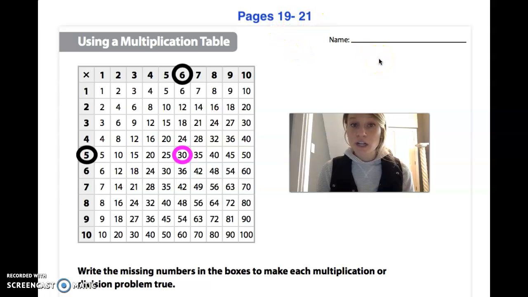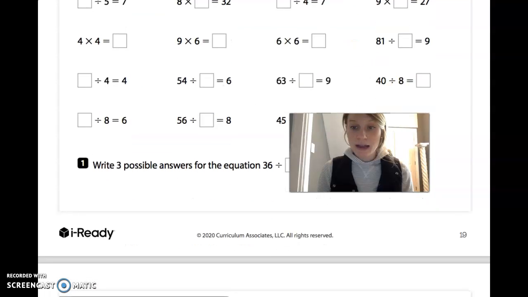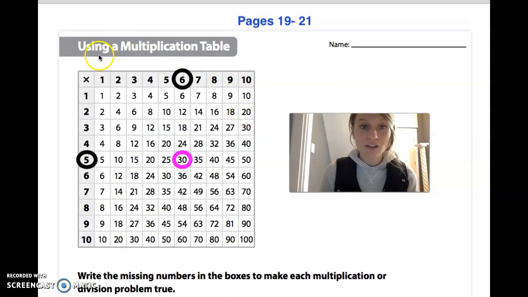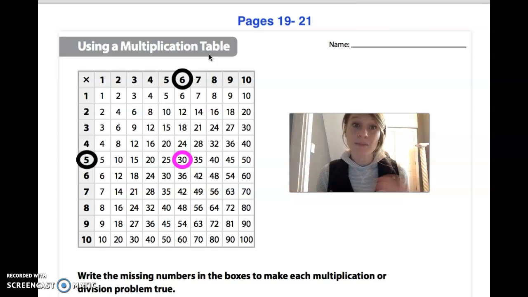So remember, if you're ever not sure where your pages are, always look at the bottom. There's 19. Pretty cool. Look, there's a multiplication table for you. Now we have this on our name tag in class, so we've done this lots of times. But just to refresh your memory, whenever you're trying to solve a multiplication problem or a division problem, you can use this chart. So I put a circle around 6 and 5. So it's going to be 6 times 5, or commutative property, 5 times 6.